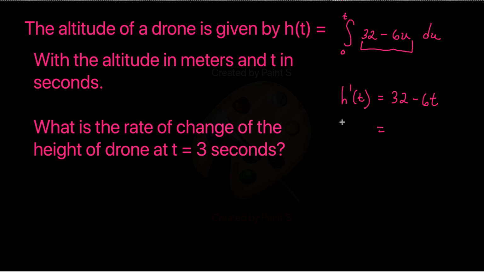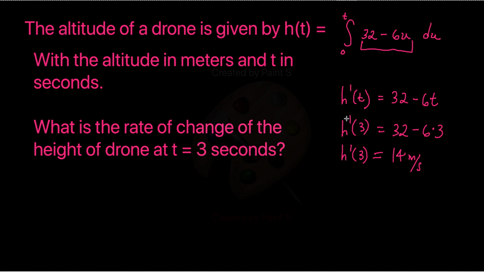And then if I want it at 3 seconds, I just plug in h prime of 3. And this will allow me to solve for the rate. So 32 minus 6 times 3. This is 32 minus 18, which is 14. Right? 32 minus 18 is 14. And that gives me that the rate of change of the height of the drone is 14 meters per second.